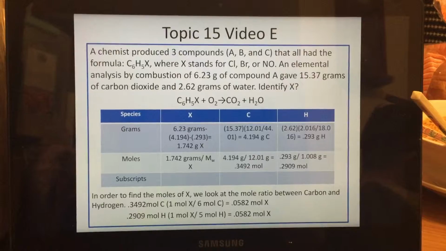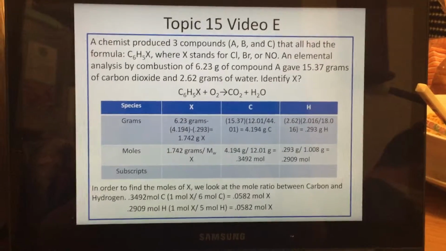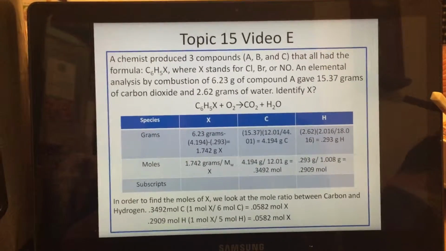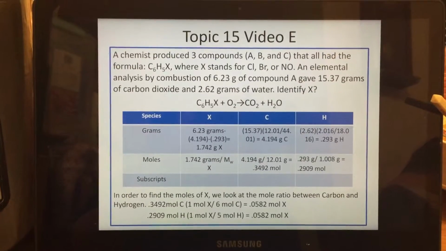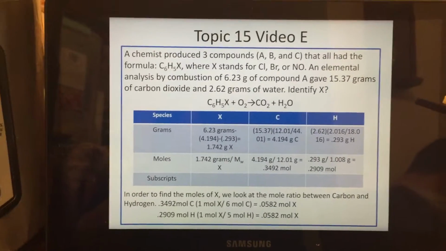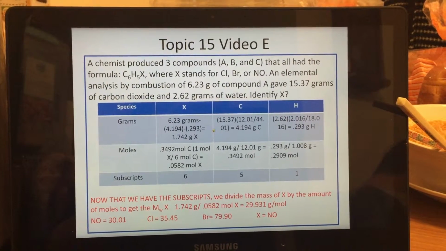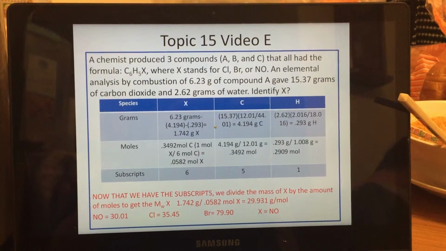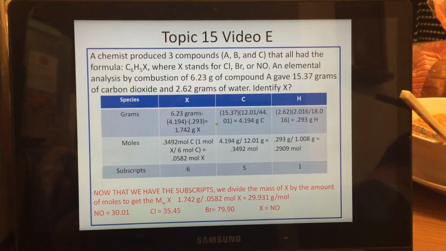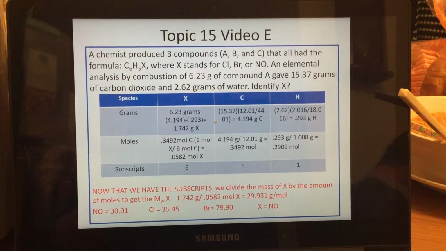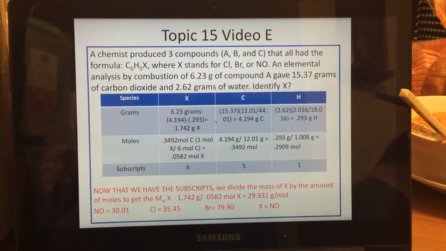Once we find the moles of each element, we identify the one that has the lowest amount of moles and divide it against the other mole amounts in order to find the subscripts. Remember, we are looking for the molecular weight of X. So take the grams we found for X and the moles of X that we found to find the molar weight.